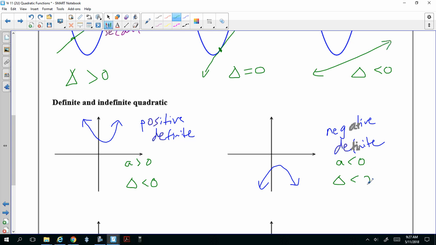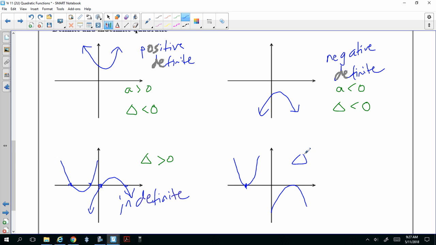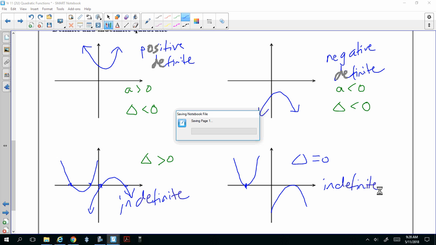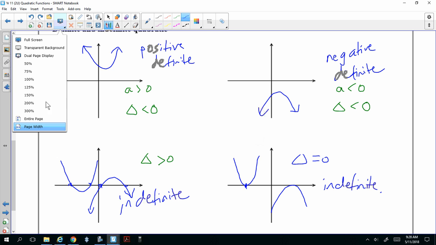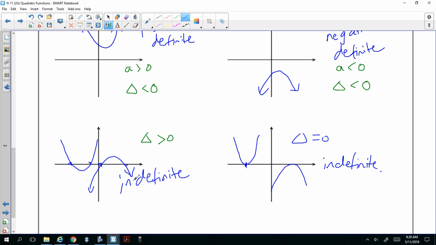On the other hand, if you get discriminant positive, it doesn't matter whether it's concave up or concave down, because you have 2 points of intersection, we say it's indefinite. So once discriminant is positive, it's indefinite. Or if it touches the x-axis at one point, like this, we say discriminant equals 0, it's still indefinite. If it's indefinite, you don't have to work out A, because discriminant is positive, it doesn't matter what A is. But if discriminant is negative, then you have to work out what A is to determine whether it's positive or negative. Okay, next page.